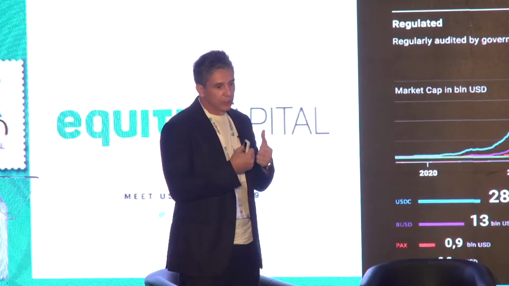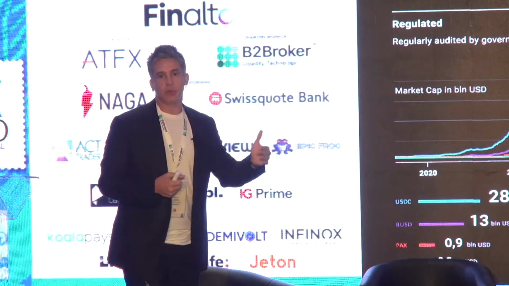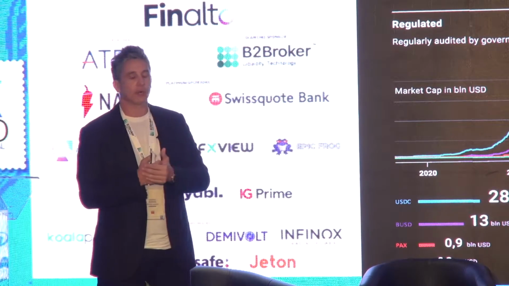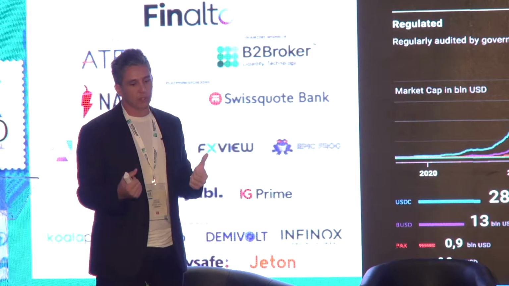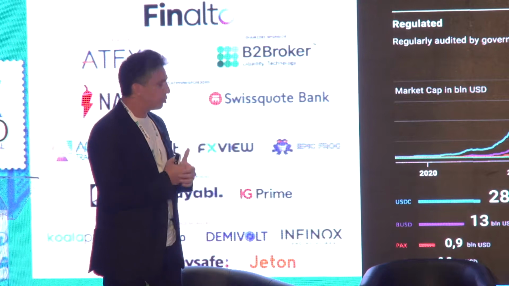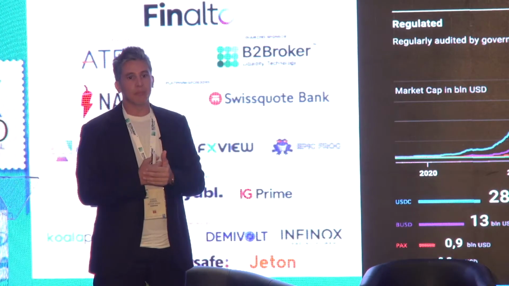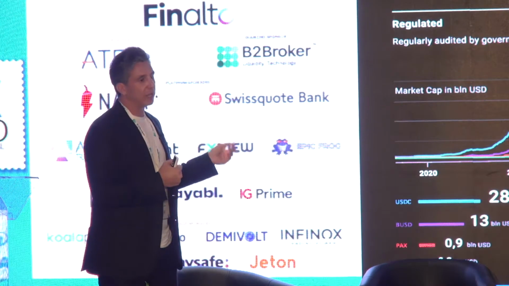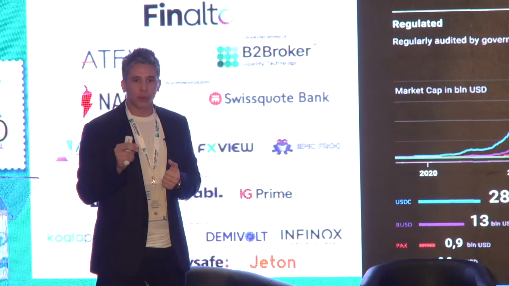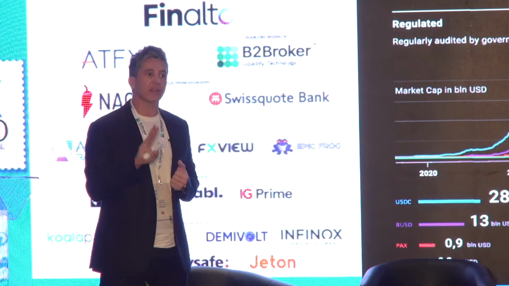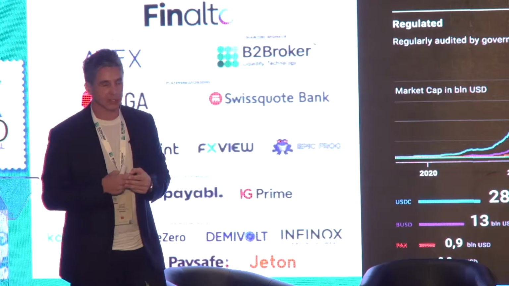I personally divide all the tokens into three main categories: regulated stablecoins, unregulated, and decentralized stablecoins. Regulated stablecoins, and one of the most famous is USDC. Its market cap now is already 28 billion, and they released this stablecoin in October 2018, which is exactly 3 years ago. And in 3 years, they already reached 28 billion.